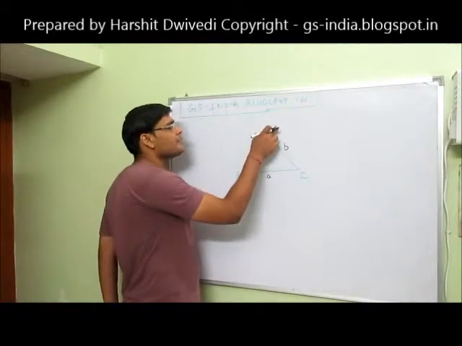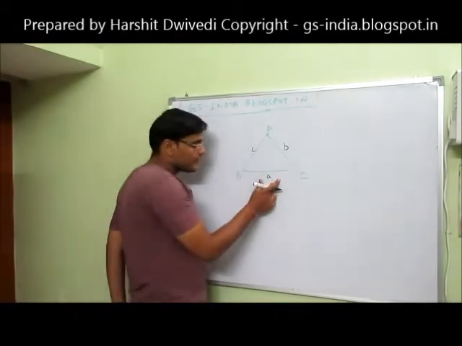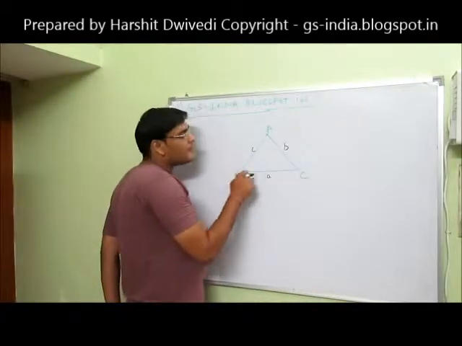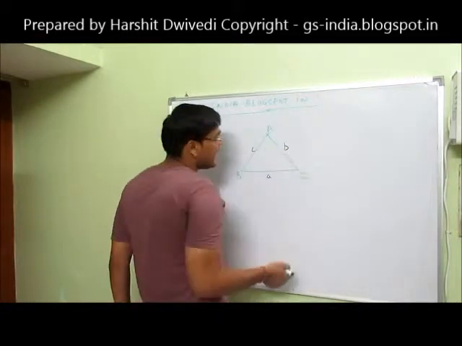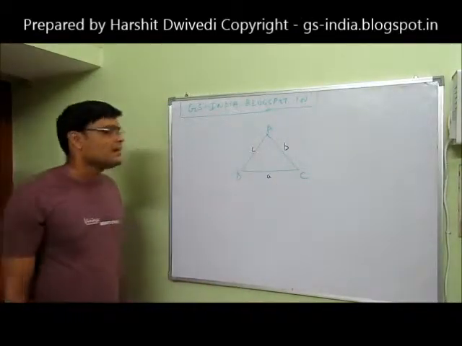That this is angle A. So the length of the side opposite to angle A will be termed as small a. The length of the side opposite to angle B will be termed as small b. And the length of the side that is opposite to angle C will be termed as small c. This is a general convention.